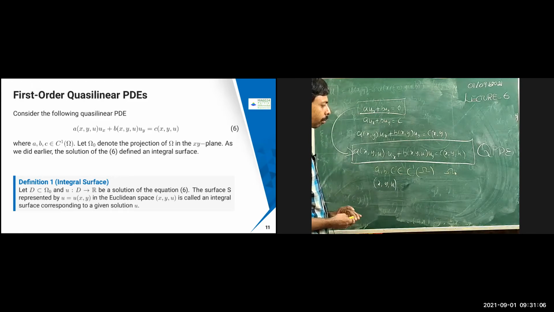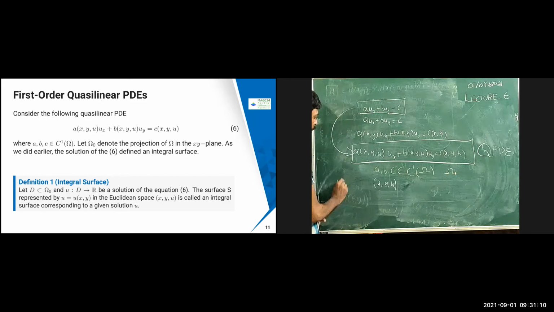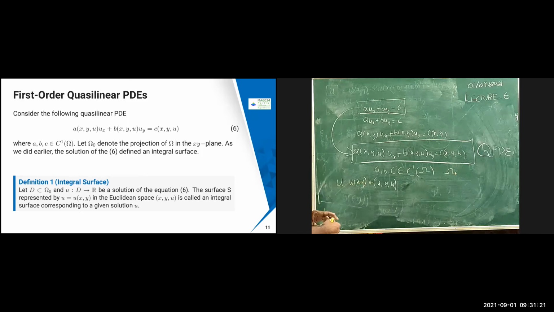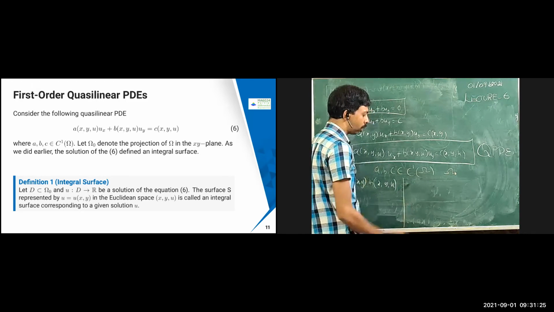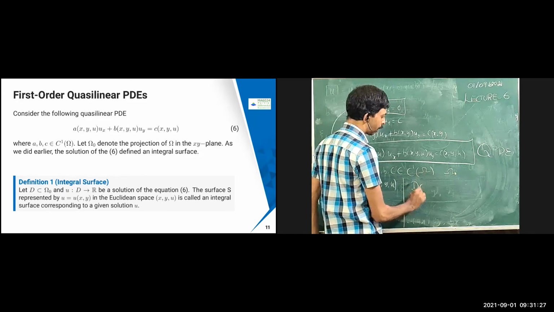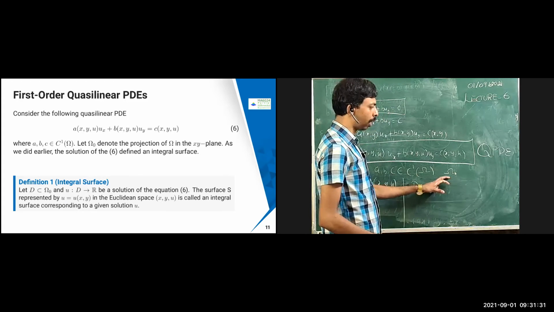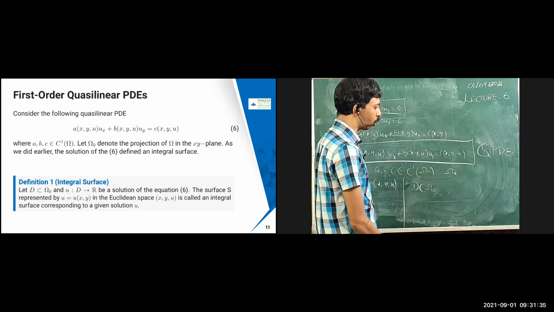This is (x, y, u). So I'm just going to obtain u equal to u of (x, y) in this (x, y, u) plane, in the Euclidean space. This is the Euclidean space, and that is called the integral surface. So the definition for the integral surface for this problem is as follows. You take any D, a subset of omega naught, where omega naught is the projection of omega in the xy plane.